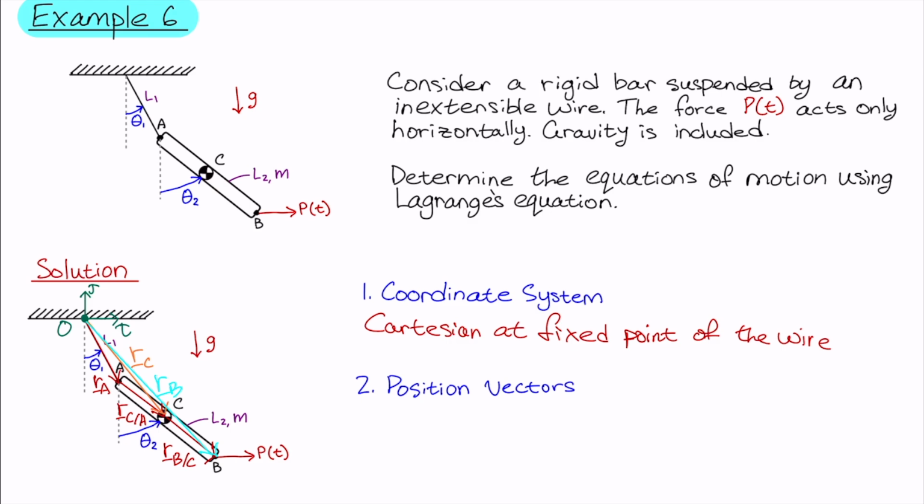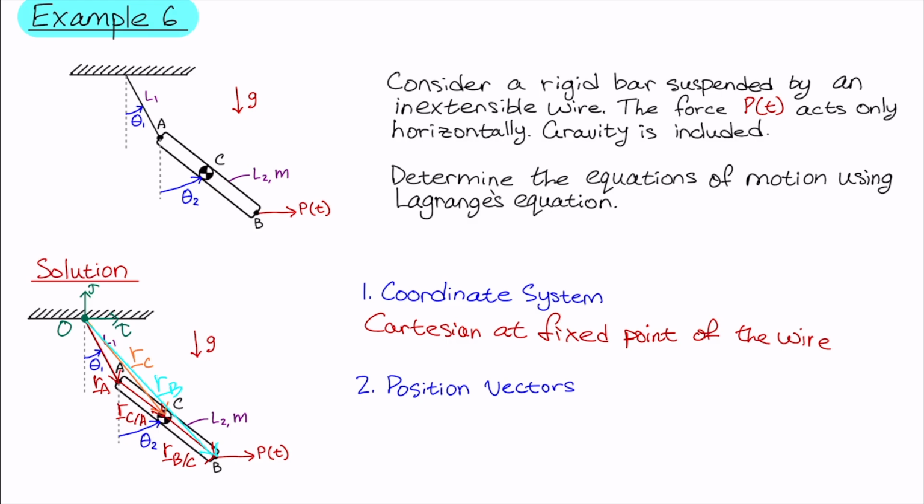In this video, we're going to go through example 6 from our notes. This example considers a rigid bar suspended by an inextensible wire with a force P of t acting only in the horizontal direction located at position B. Gravity is also included, and we're asked to determine the equations of motion using Lagrange's equation. The generalized coordinates that we're going to use for the system are theta 1 and theta 2.